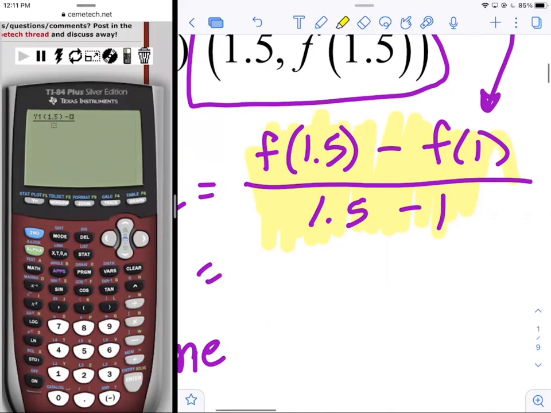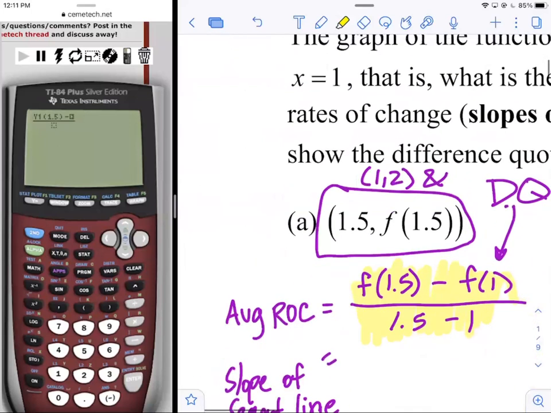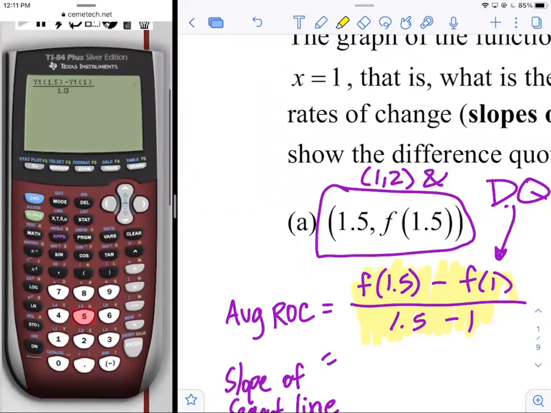Now, f of 1, do we know what f of 1 is? It's 2, right? So if you want to put f of 1 there, you could do alpha trace again of 1, or you could just put 2. But putting alpha trace of 1 kind of reinforces what we're doing. And now 1.5 minus 1, here's where you could just put 0.5. The calculator's not going to dock you points if you just put 0.5, but you know what? I'm going to go ahead and type it into my calculator exactly as it is on my paper or iPad.